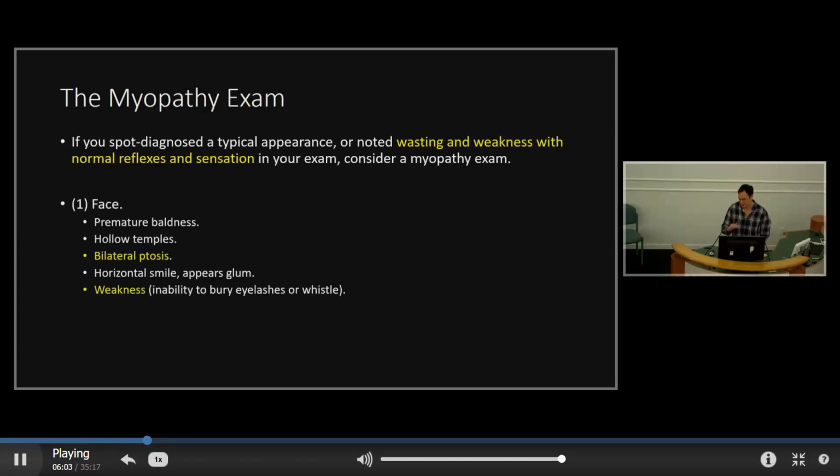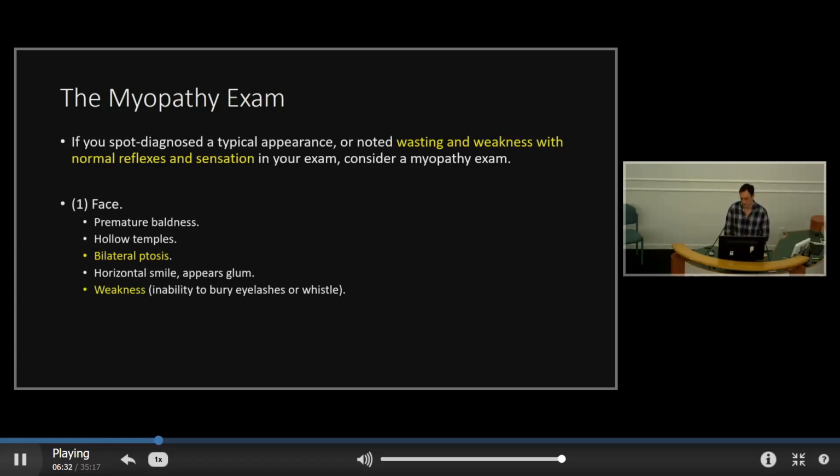The first step, I like to go top down with these more specific exams. So I start with the face. There are features of certain myopathies that you can look for. Premature baldness, hollow temples, bilateral ptosis, so a slight closure of the eyelids bilaterally. It's usually symmetrical, not always. They might have a horizontal looking smile and appear glum. That's just because of the weakness of the facial muscles. They might actually be trying to smile but be completely unable to.